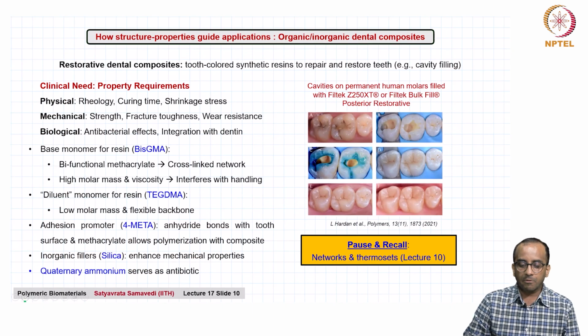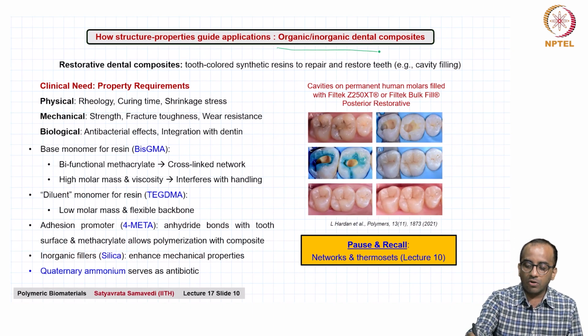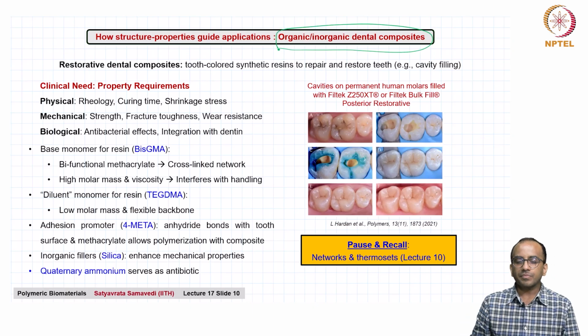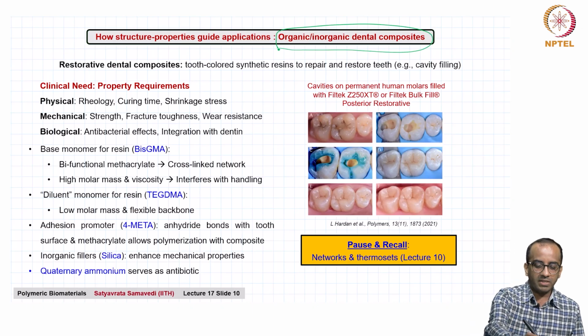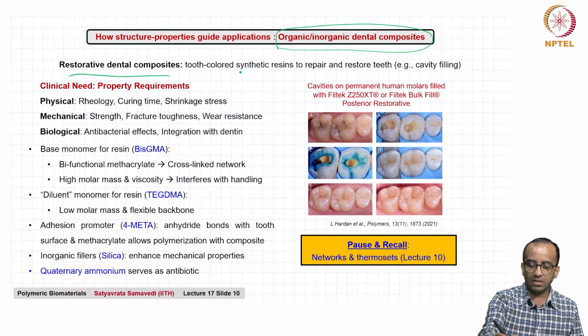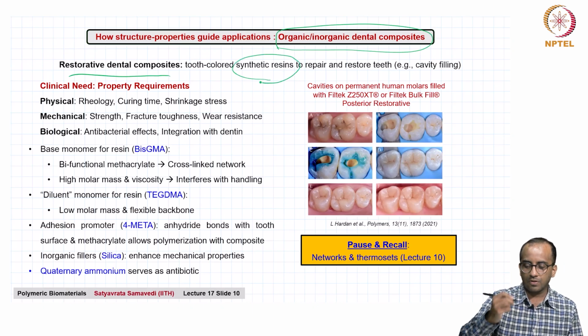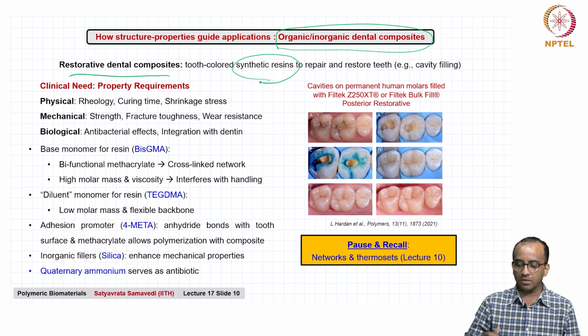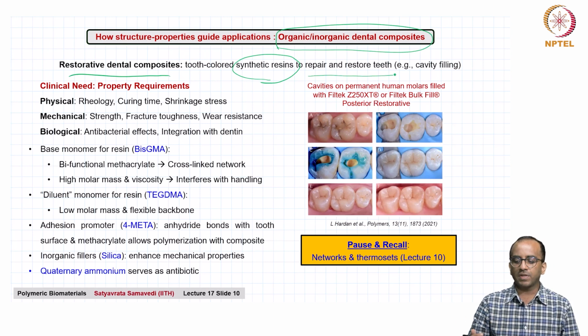Next, we will be looking at organic-inorganic dental composites. Now, the idea here is, again, we are looking at how structure-property relationships guide applications, but now in the context of dental resins. These restorative dental composites are essentially tooth-colored synthetic resins, highly cross-linked networks to repair and restore teeth. One common example of that is a cavity filling.